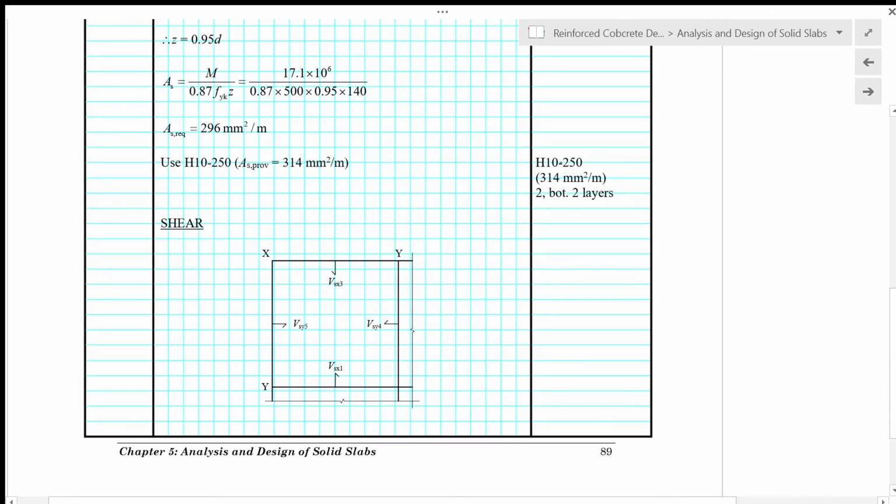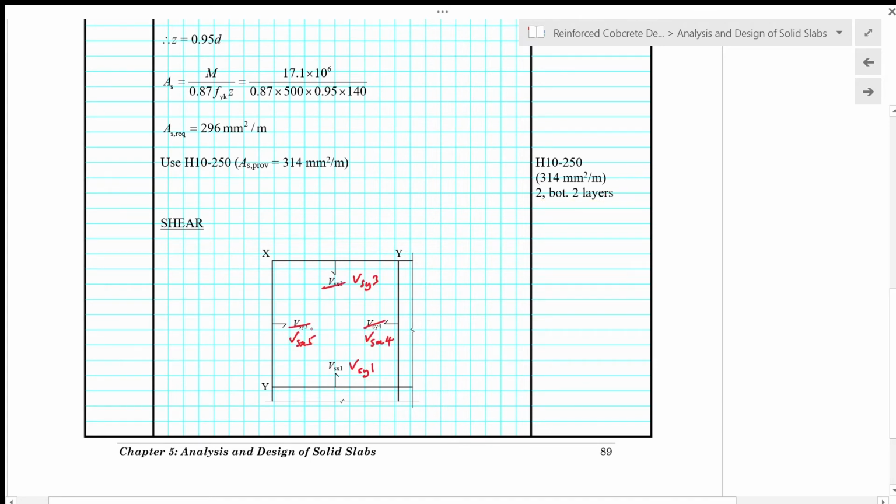So we provide H10 at spacing of 250 at location 2 with two layers, and it has to be at the bottom of the slabs, because they are to resist sagging moment or positive moment. So tension is at the lower part of the slab. So the tension reinforcement must be at the lower part of the slab as well.